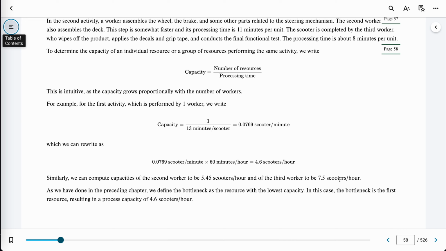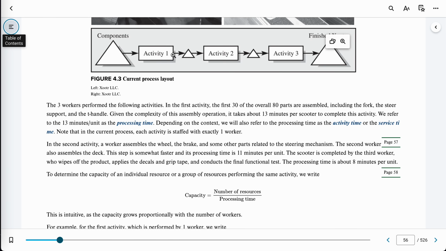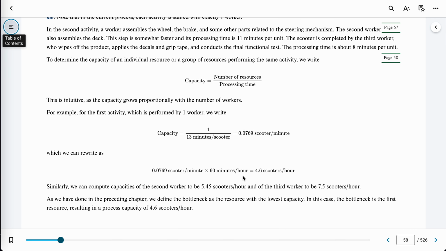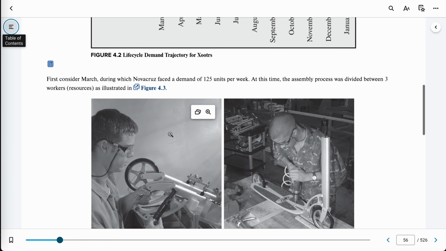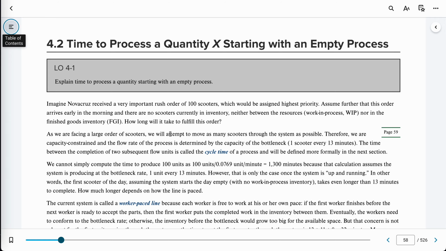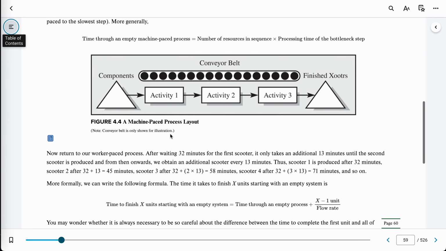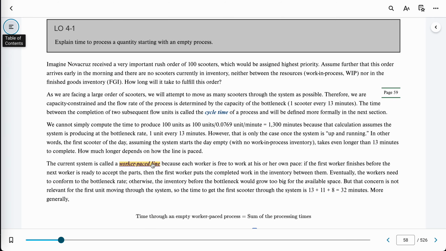And with this, we know that the bottleneck obviously is the first worker, who takes the longest to finish, right? And that's what we know. So the bottleneck is the first process, which is 4.6 scooters per hour. So this is the existing process that we have. Now, this process here is called a worker-paced process, right? So this is called a worker-paced line, or a worker-paced process. That's the name for it.